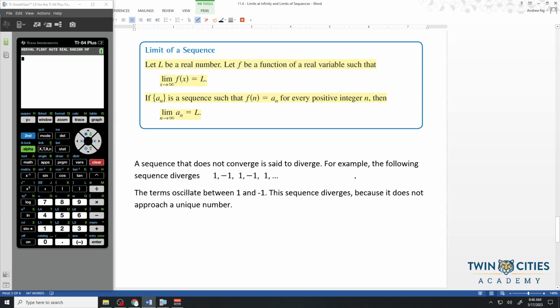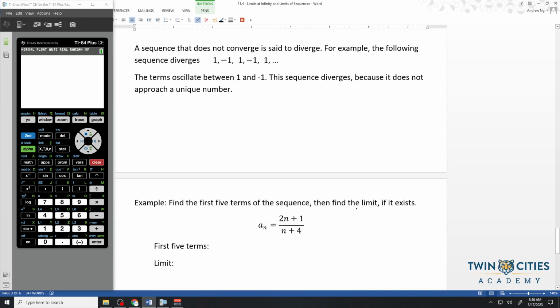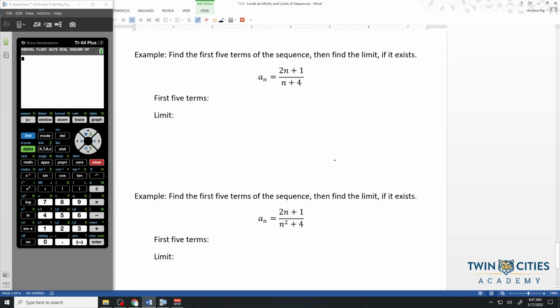And one example of this might be if your sequence goes 1, -1, 1, -1, 1, -1, back and forth. This would oscillate, meaning the sequence diverges because it doesn't approach a unique number. So that's the key, does your sequence approach a unique number? So you might get a problem like this. a sub n equals 2 times n plus 1 over n plus 4. Find the first 5 terms, and then find the limit.